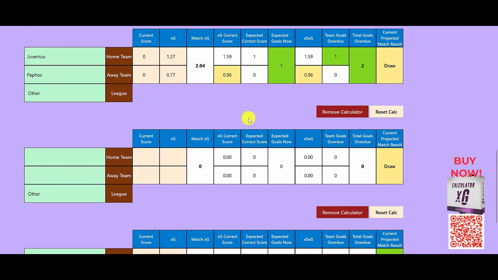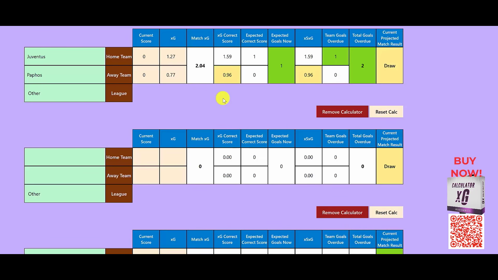Well, how comes one side is saying it should be 1-0 to Juventus, which means a Juventus win, but the projected match result is a draw? Well, it's just that the numbers are very, very close, and you can see actually here Paphos, they're getting very close to expecting a goal themselves. That's why it's highlighted in yellow. So anyway, as it stands, Juventus probably should be ahead, but Paphos are not looking too bad themselves.